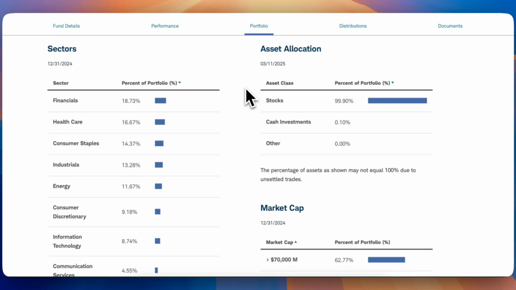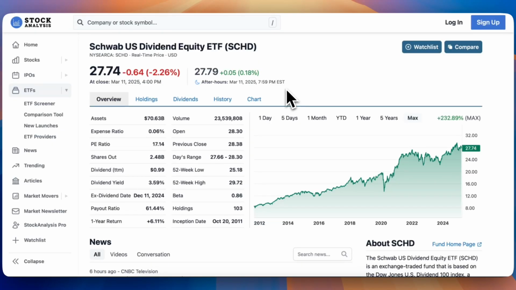Healthcare makes up the second largest portfolio percentage at 16.67%, and this includes companies such as United Healthcare, as well as CVS. Coming in at number 3, we have consumer staples at 14.37%, and this includes companies such as Coca-Cola and PepsiCo. And for the fourth largest sector, we have industrials at 13.28%, which includes companies such as Lockheed Martin as well as 3M.